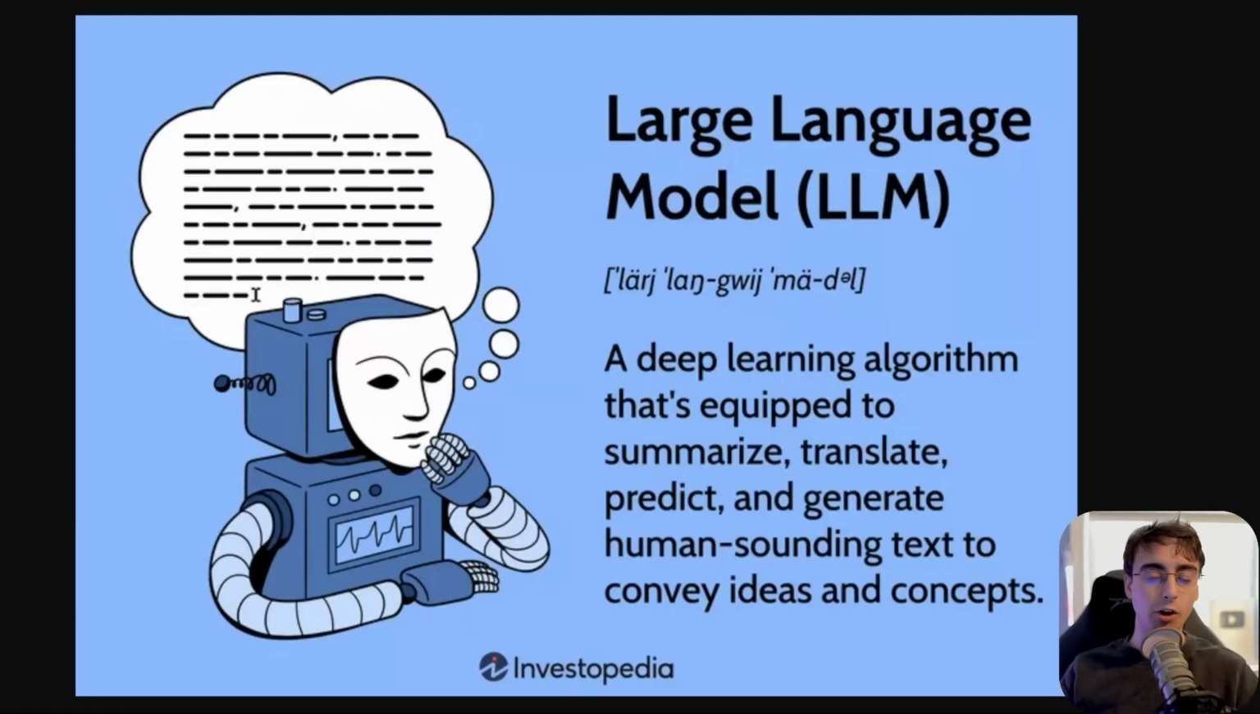First up, what is a large language model anyways? I found this little infographic by Investopedia. A large language model, or LLM, is a deep learning algorithm that is equipped to summarize, translate, predict, and generate human-sounding text to convey different ideas and concepts.